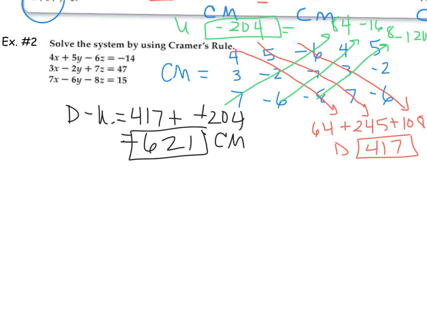Okay, so now we're going to do the x. If we solve for the x, if you remember, the 621 is going to go on the bottom. But at the top, we are going to take my answers and replace the x with those answers. So negative 14, 47, and 15. We're going to keep the y column the same.